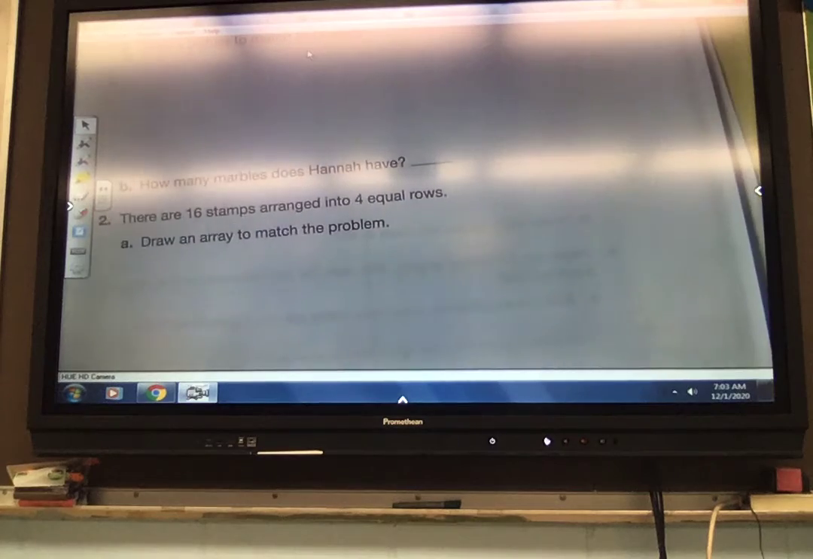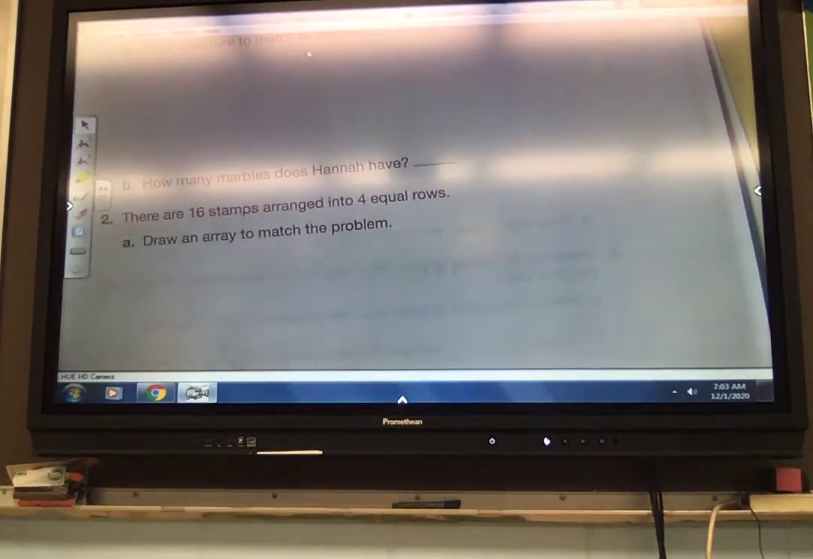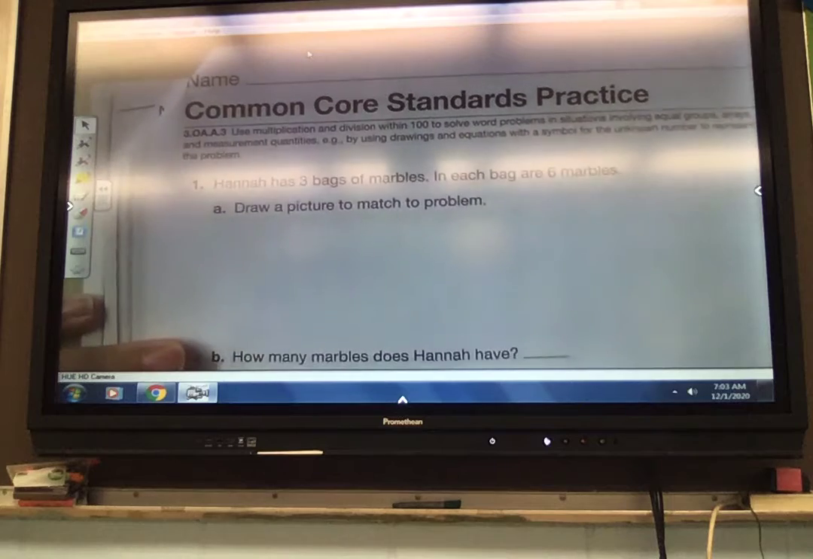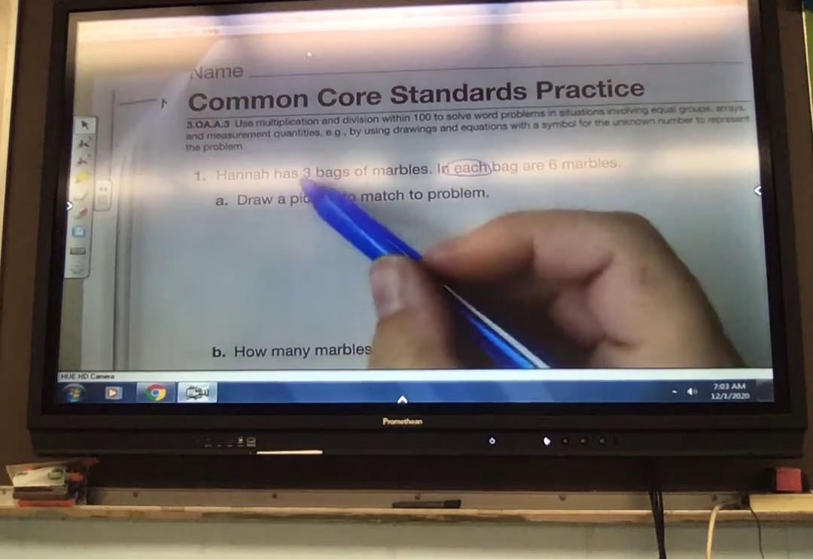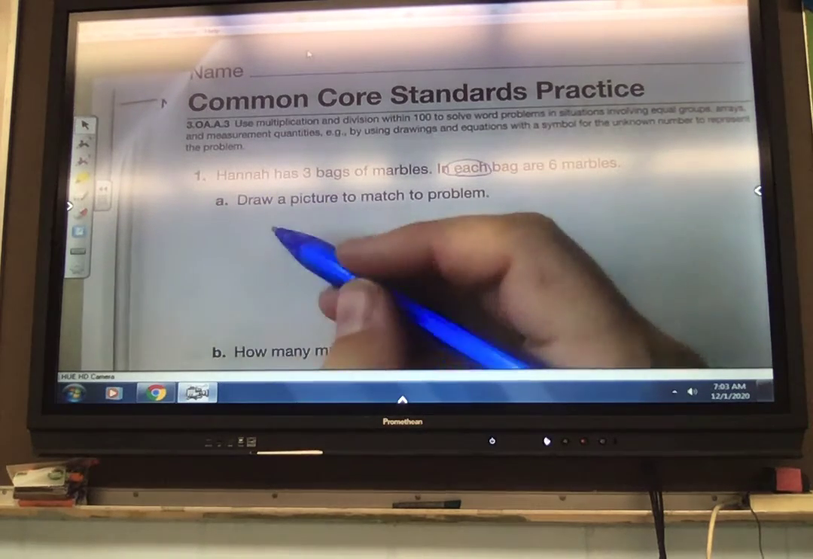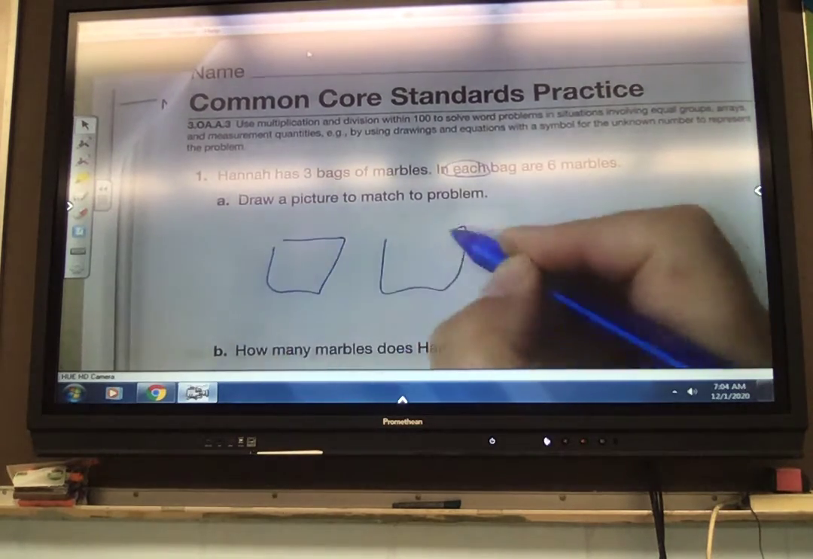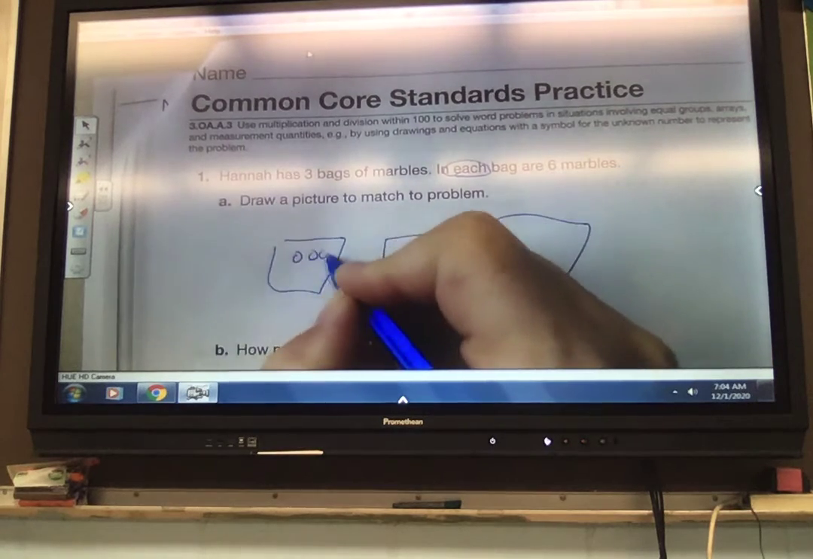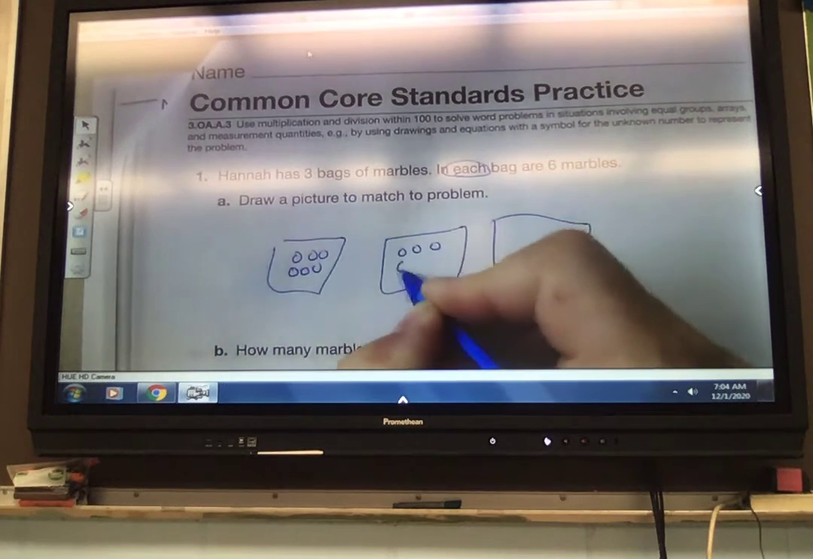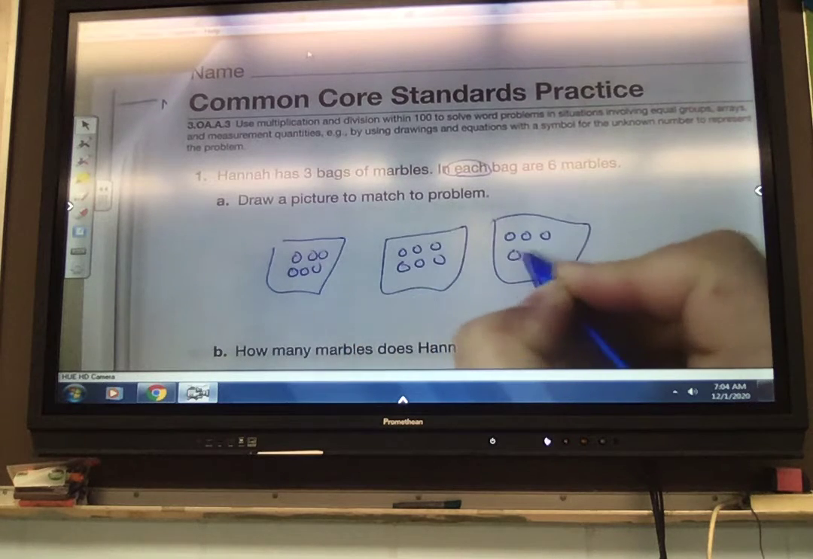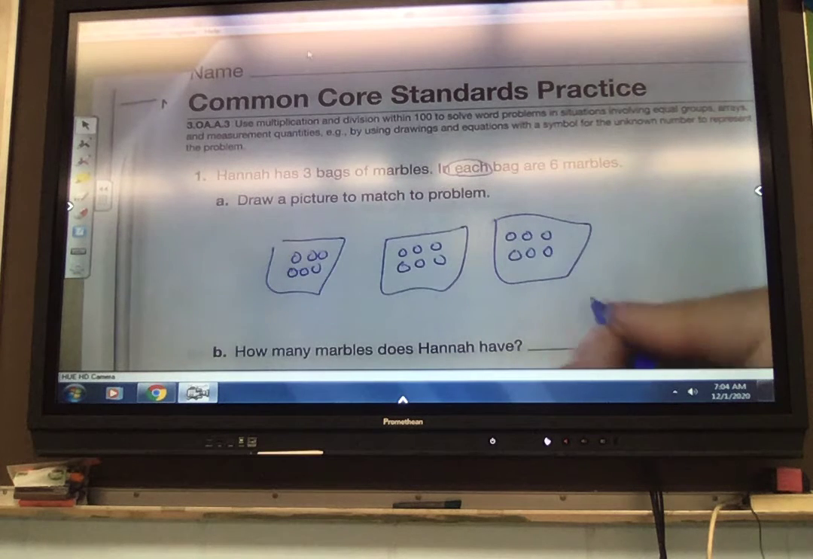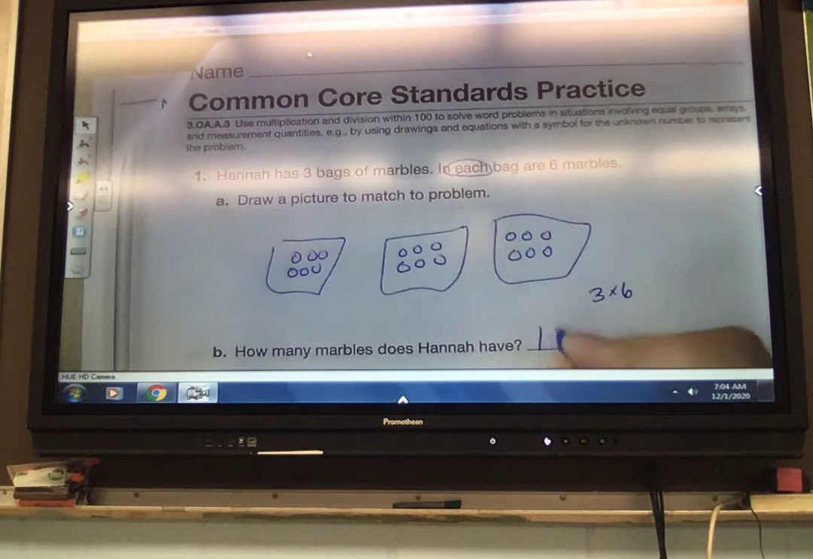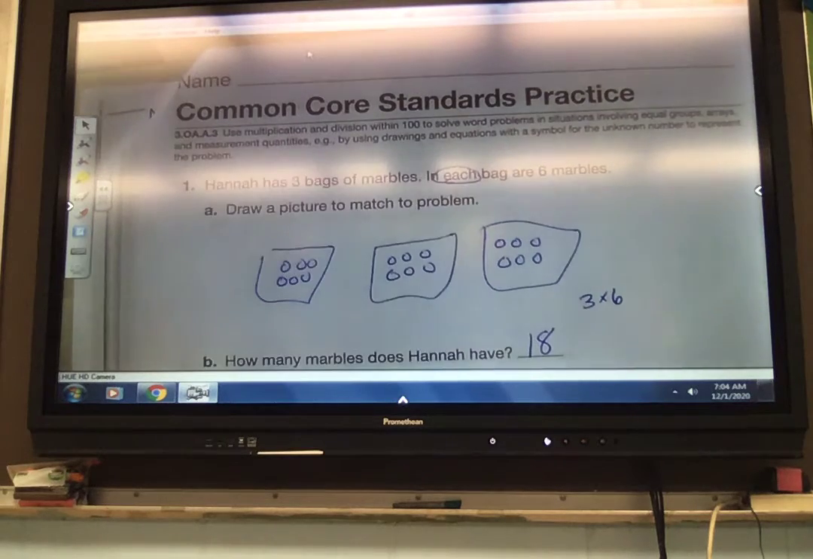Let's go ahead and look on CC5. Just kind of going through each page. Hannah has 3 bags of marbles. There's that word each again. In each bag are 6 marbles. So we have equal groups. Our picture, you can be as fancy as you want, but we've got 3 bags. And we're going to put 6 marbles. We do not know the total. They do not give us the biggest number, so it is multiplication. How many marbles? I can count all of those, or I can just do 3 times 6, which hopefully we all know is 18. Okay?